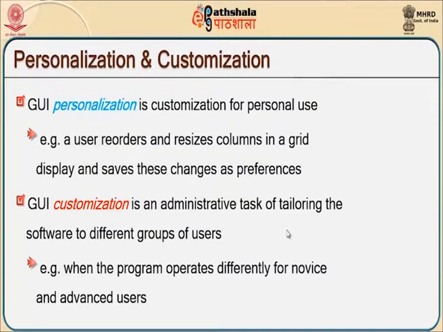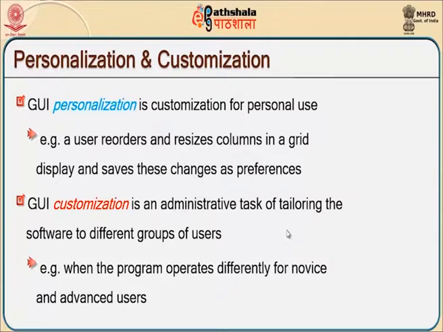The other design principle is personalization and customization. GUI personalization is customization for personal use. For example, a vendor reorders and resizes columns in a grid, and displays and saves these changes as preferences. GUI customization is an administrative task of tailoring the software to different groups of users.